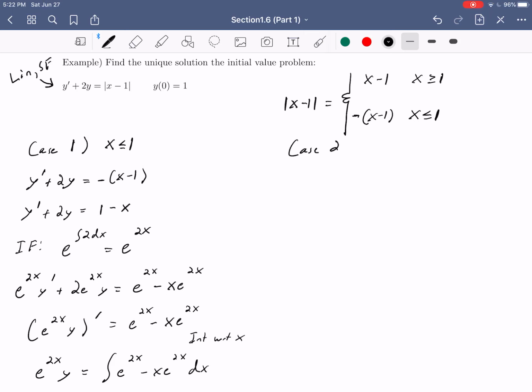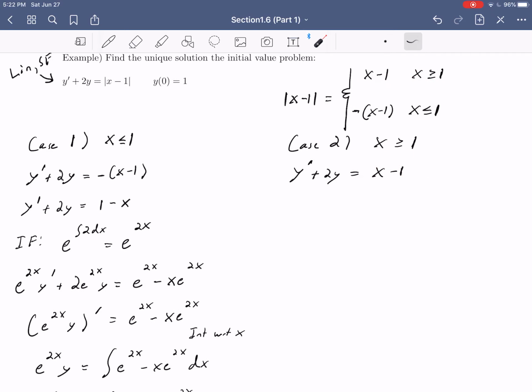So case 2, x greater than or equal to 1. So now we're going to have y prime plus 2y is equal to x minus 1, because x is going to be greater than or equal to 1, so we're going to have this on the other side. So let's go ahead and use our integrating factor. It's going to be, of course, the same thing, because we're only changing the right-hand side, so we're going to get our e to the 2x.